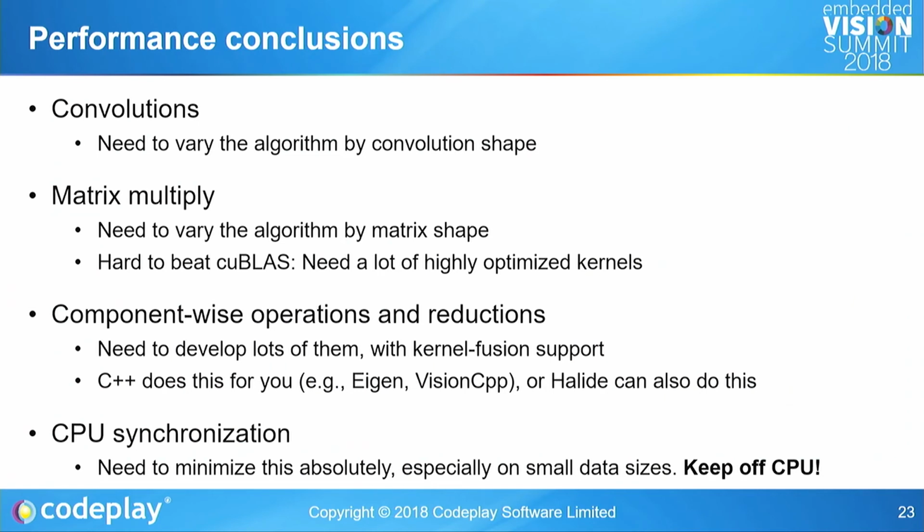So, performance conclusions. Convolutions, you need to vary the algorithm by convolution shape. Matrix multiply, you need to vary the algorithm by matrix shape. It's very hard to beat cuBLAS. You need a lot of highly optimized kernels, and they need to be different for each device, unfortunately. So this is something that we need to do more work on.